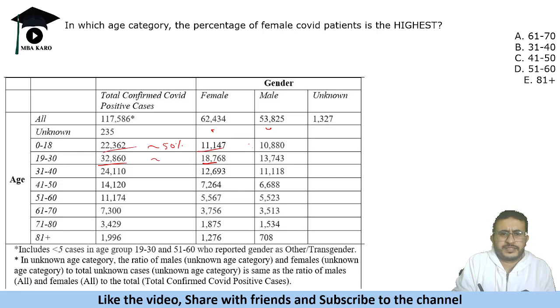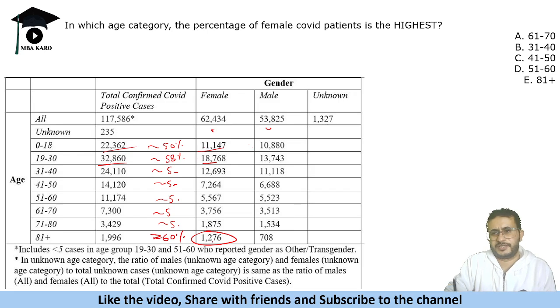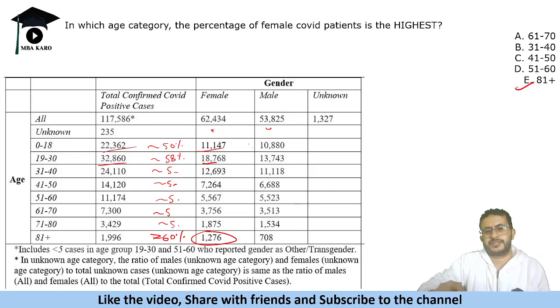60 से थोड़ा less, 6 is 192, so 58 some percent. This is somewhere in the 50s. This is also somewhere in the 50s. This is also somewhere in the 50s. 37 by 73 is 50%. 18 by 34 is again 50 point something percent. This one you can clearly see is greater than 60%. So it clearly stands out that this is the highest ratio of female patients. So one could have answered this question.